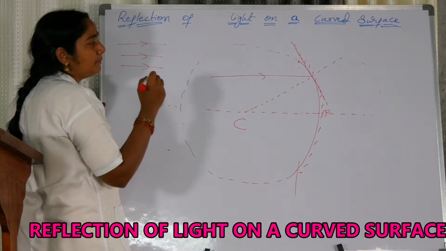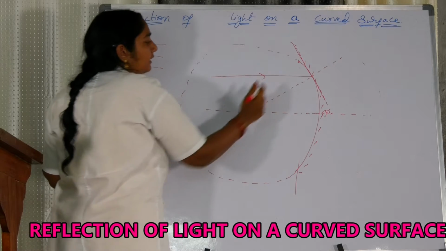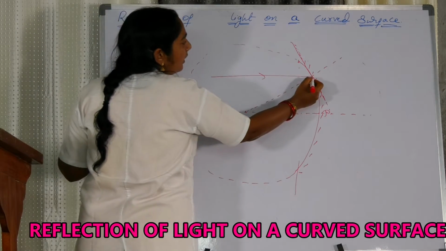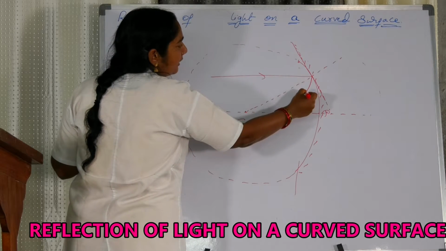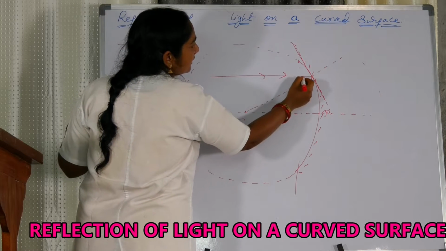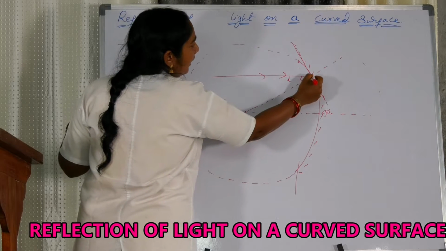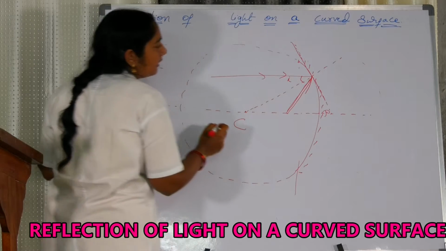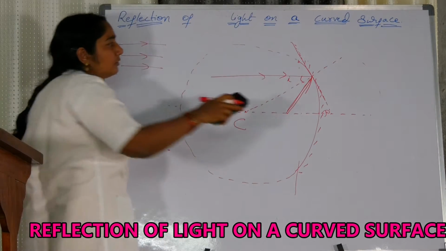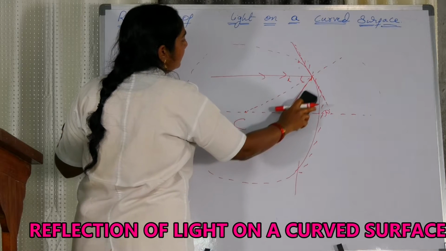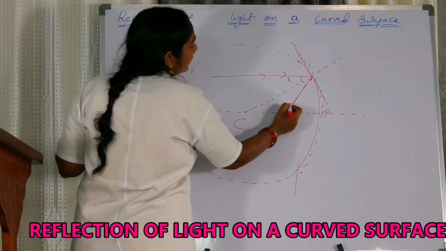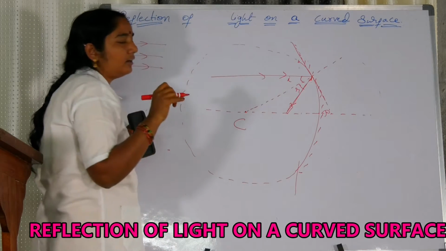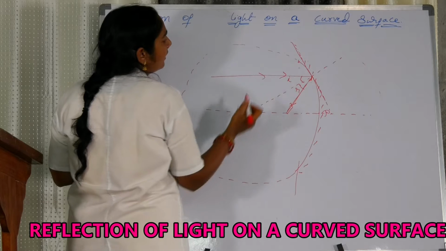This is the normal, meaning a perpendicular line to the tangent always passes through the center of curvature. So this is the normal, and this is the reflected ray. After reflection, this is the angle of incidence, and this is the reflected ray. The ray is getting reflected like this. So this is called a reflected ray. Now this angle is again R. According to our laws of reflection, I and R are the same.